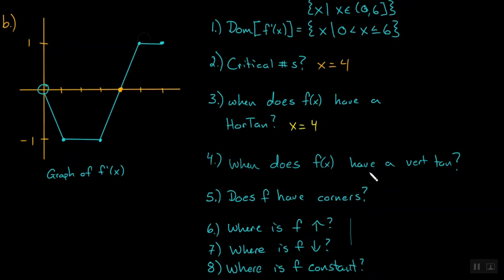Vertical tangent? There are none. Can you tell me why you think that, Shane? Because there's no point where it's undefined. Perfect. A vertical tangent means that the slope of that tangent line is undefined. There is no portion in this interval where it's undefined, so there is no vertical tangent. If this had been an open circle instead, there would be a vertical tangent at 5.